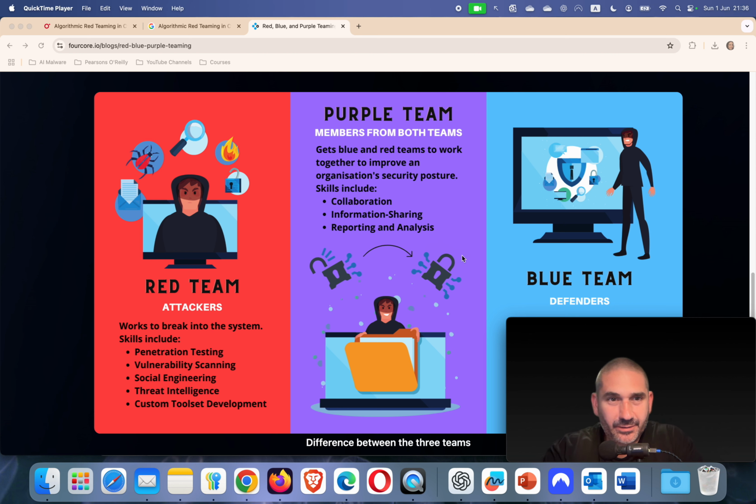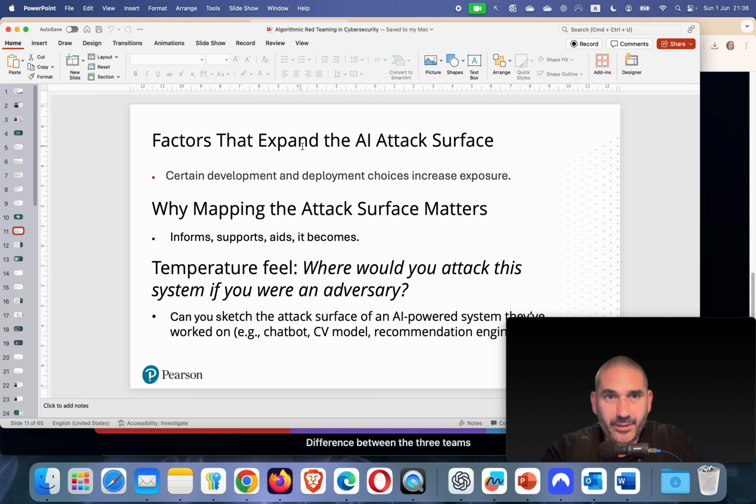Continuing with the playlist on red teaming for AI security, in this session we're going to be looking at factors that expand the AI attack surface, and the mapping of the attack surface. Those are the topics that we're going to cover, just those two.